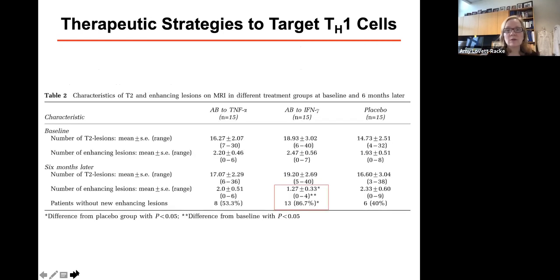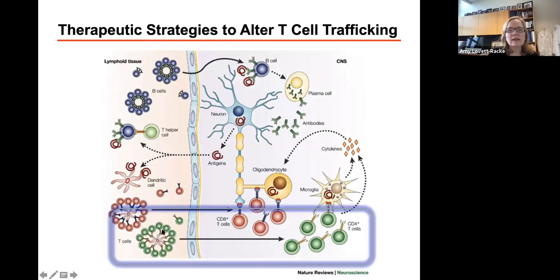So continuing to move on, and this is just showing that data. For interferon gamma, the patients without any new enhancing lesions was almost 87% compared to the placebo at 40%. So even though this was kind of impressive, this is basically where it ended. So the next thing was trafficking.